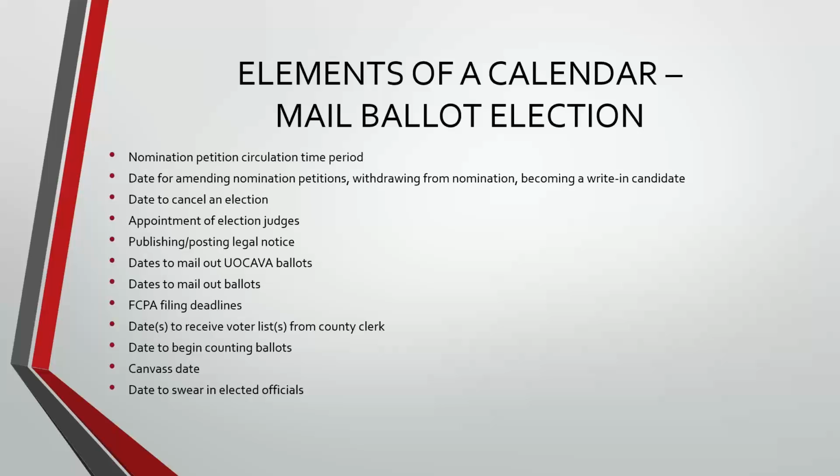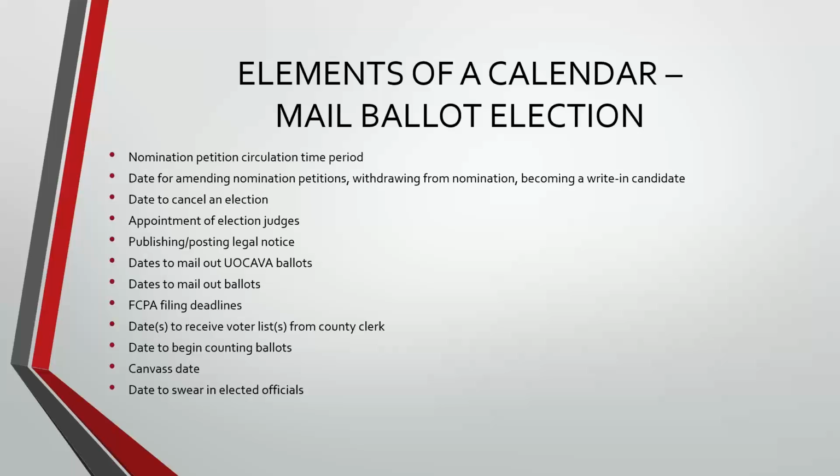Publishing and posting the legal notice is the same. The Acaba ballots are the same. The date to mail out the non-Acaba ballots is between 22 and 15 days before the day of the election. You've got the same FCPA filing deadlines. The voter list from the county, the dates are different.